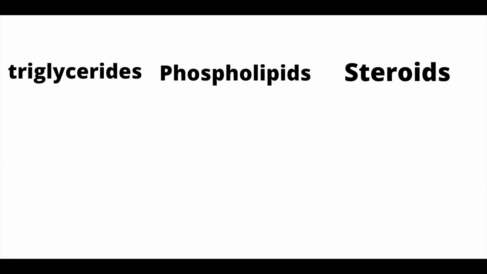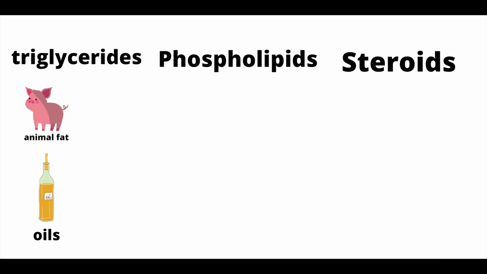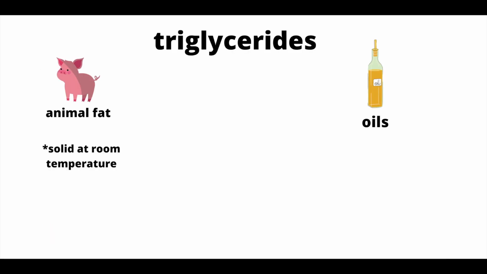So first and foremost, when we talk about lipids, we're talking about fats. And there are 3 types of lipids. There are your triglycerides, your phospholipids, and your steroids. Triglycerides include your animal fats and your oils. There are significant differences between these 2. Animal fats are normally solid at room temperature, and oils like vegetable oil, avocado oil, olive oil, these are liquid at room temperature.